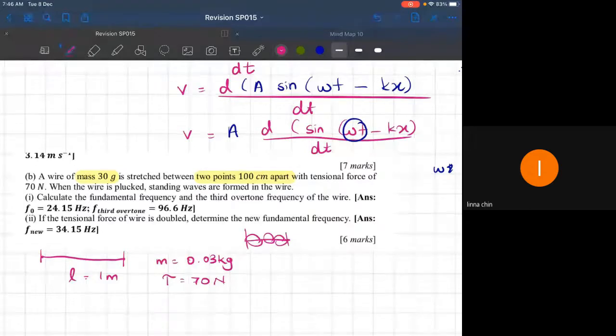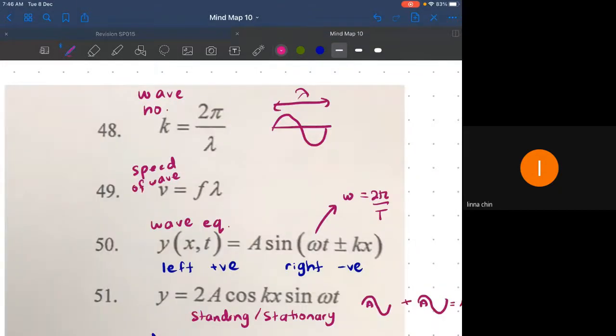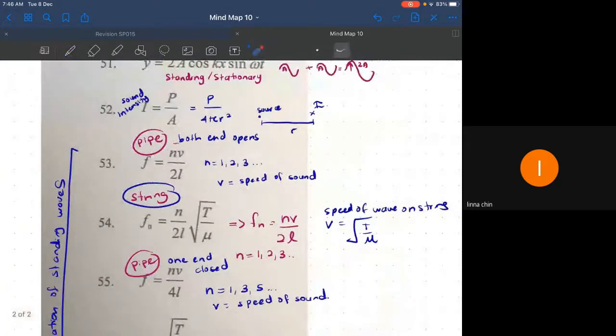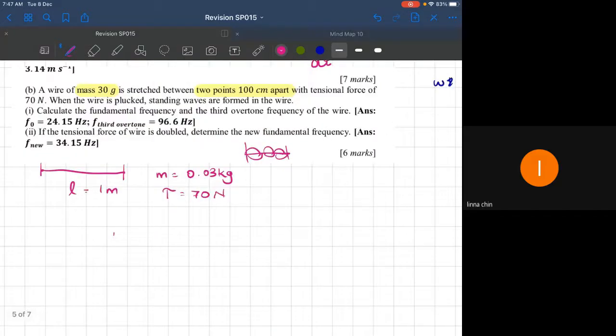And then kamu akan tengok list of formula kamu. Okay, mana equation yang cakap pasal string kan? So this one lah. Yang dua ni cakap pasal pipe. Ini cakap pasal string. Iaitu Fn is equals to NV, sebenarnya NV over 2L sebenarnya. Okay. Miss nak kamu biasakan guna NV over 2L lah. Okay. So Fn is actually NV over 2L.